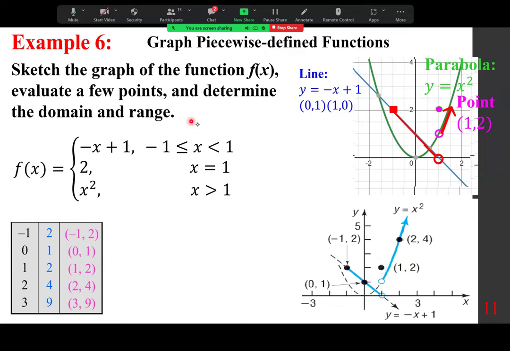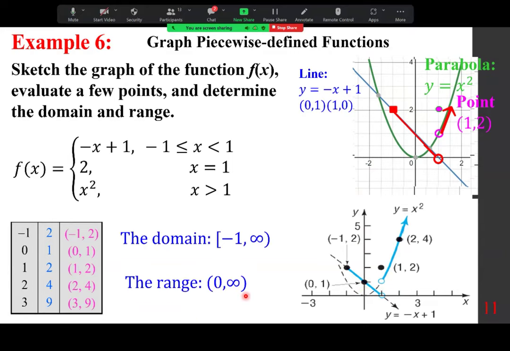Now let's look at the domain and range. Actually, right here, it tells you the domain is from negative 1, negative 1 is included, all the way to infinity. What about the range? Notice the range is from the bottom here all the way to infinity, but is 0 included? We have a hole here, so 0 is not included. So which portion of the y axis is covered? The positive side, and 0 is not included. So the range goes from 0 to infinity, and 0 takes a parenthesis because it's not included.